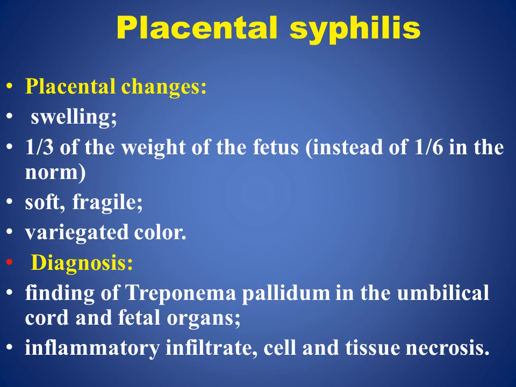Placental syphilis. Placental changes are the following: swelling, 1/3 of the weight of the fetus instead of 1/6 in the norm, soft, fragile, variegated color. Diagnosis: findings of Treponema pallidum in the umbilical cord and fetal organs, inflammatory infiltrate, cell and tissue necrosis.